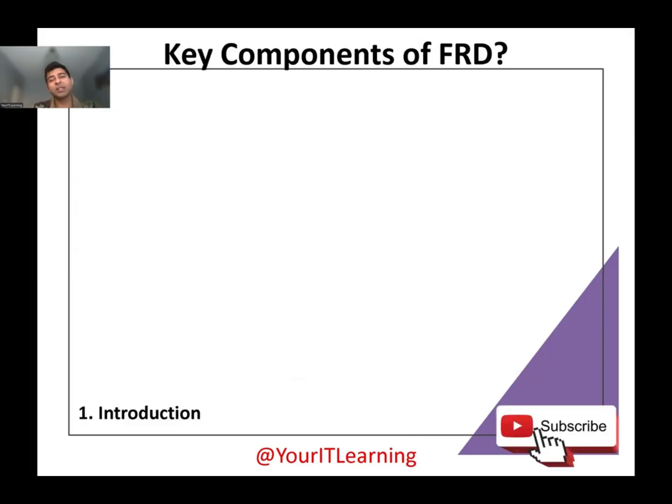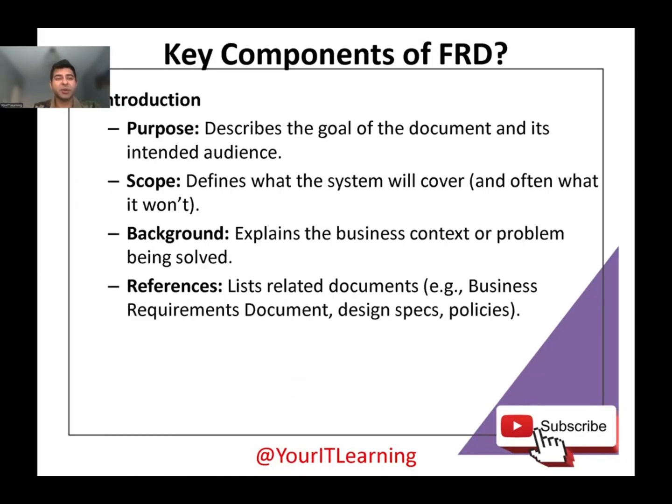Now let's discuss what the key components of FRD are. Introduction, purpose: it describes the goal of the document and its intended audience. Scope: it defines what the system will cover and often what it won't cover. Like what are the things in scope, what are the things out of scope. Think about you're developing a healthcare portal, and a couple of countries are in scope, a couple of countries are out of scope.